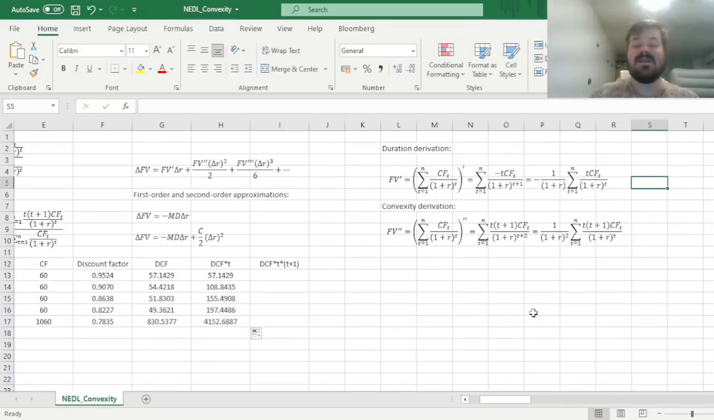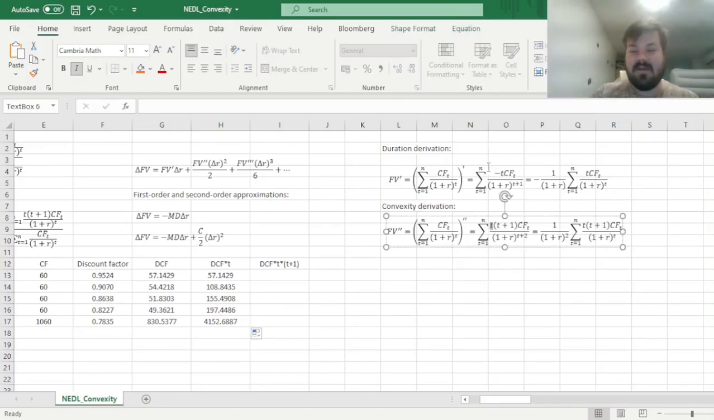But then, if we consider convexity, we can take the second derivative of the same function. And here we just have to make the same manipulation twice. So we will first multiply by minus t, and then taking another derivative of that, we would need to multiply by negative t plus 1.